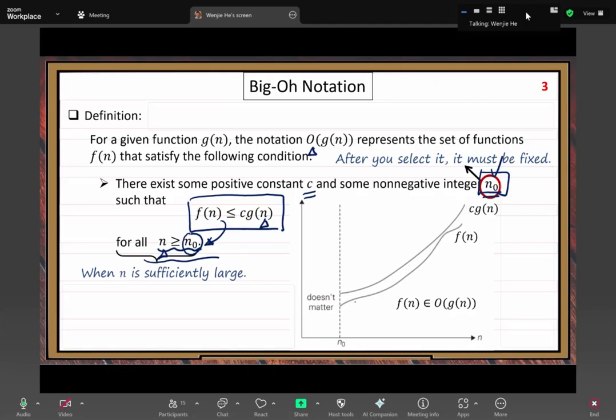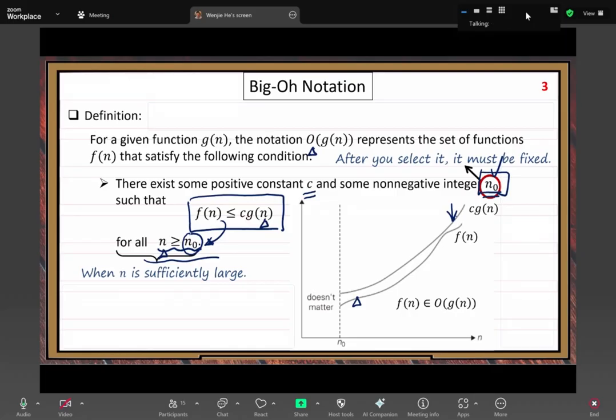Our target is to approximate this f function, so we have a graph of this f function. Then the g function, we know it's a relatively simple function we use to measure the f function. The way we do it, we use a constant multiple of g to approximate f from the upper bound, from above the graph of f.